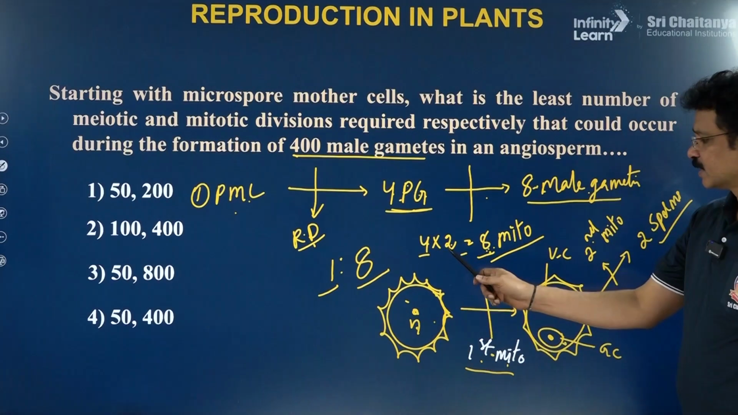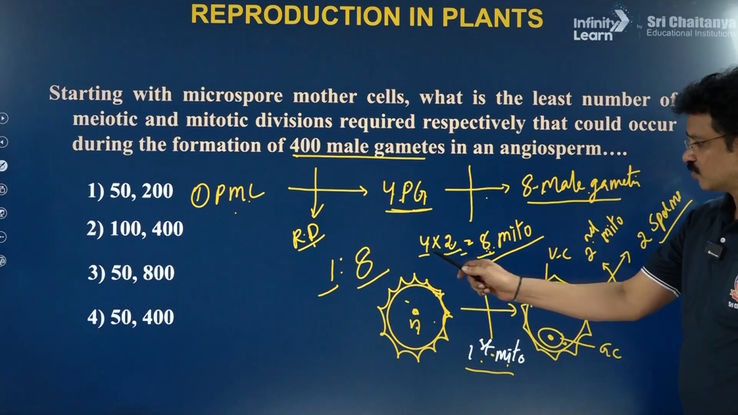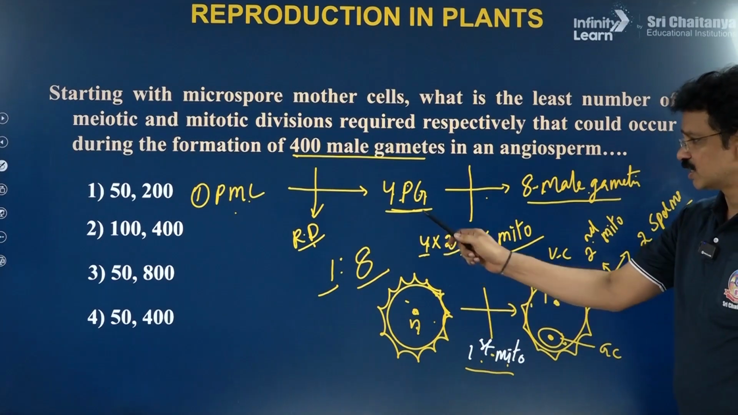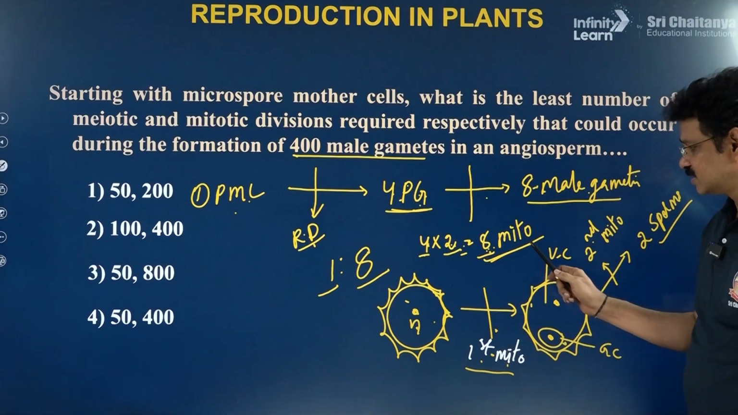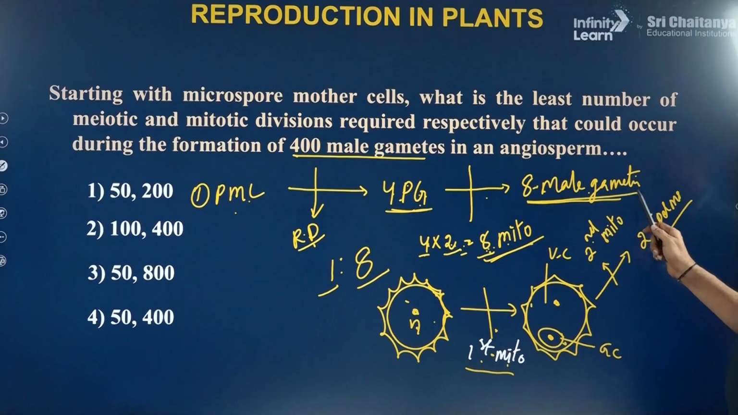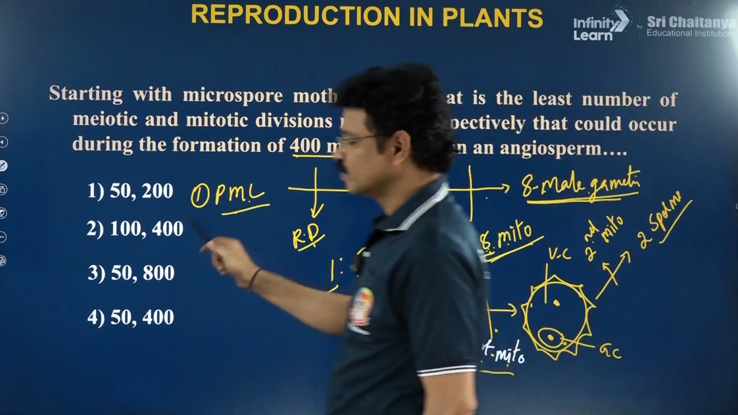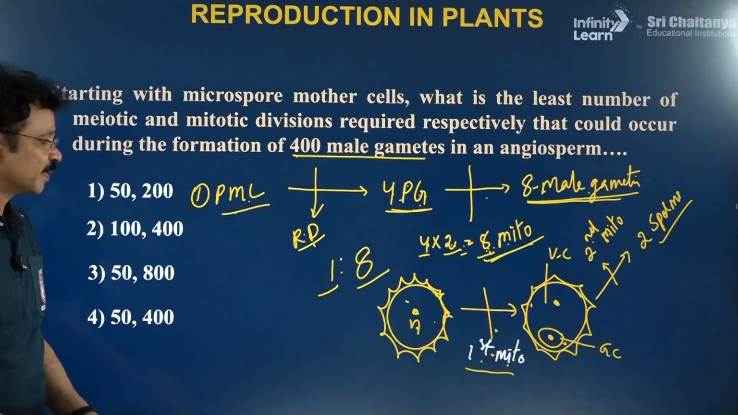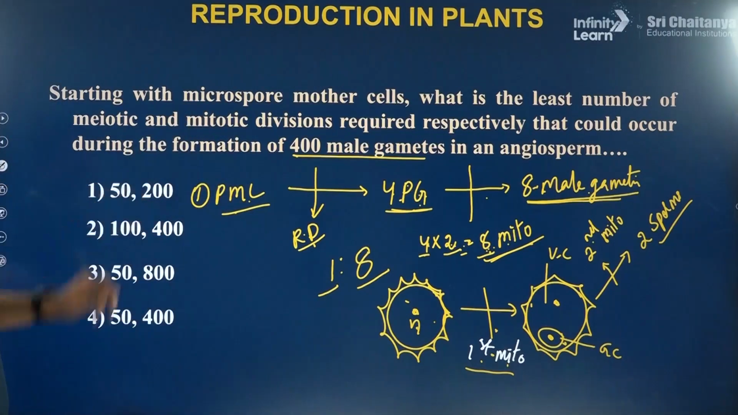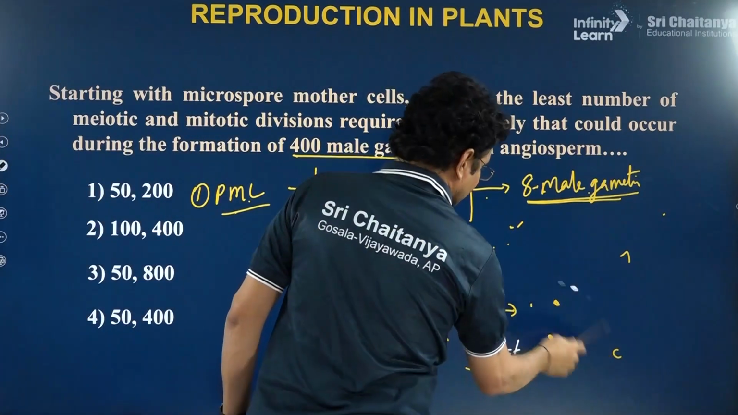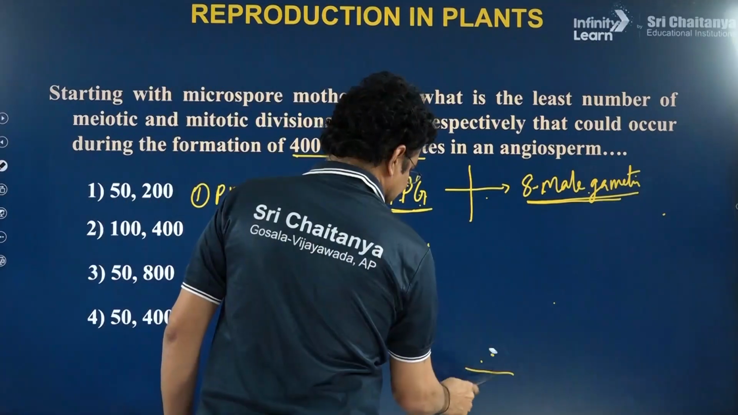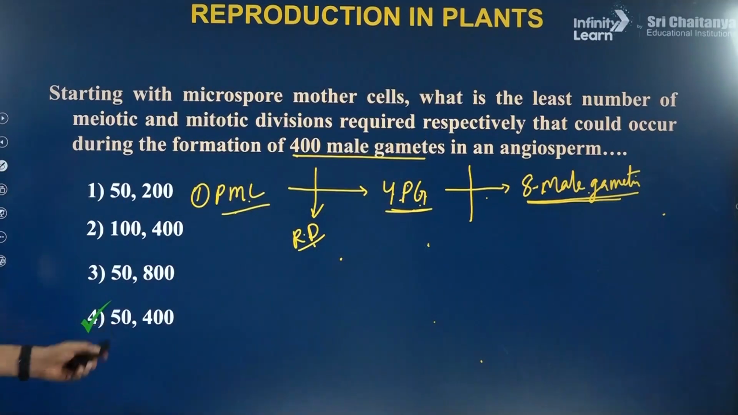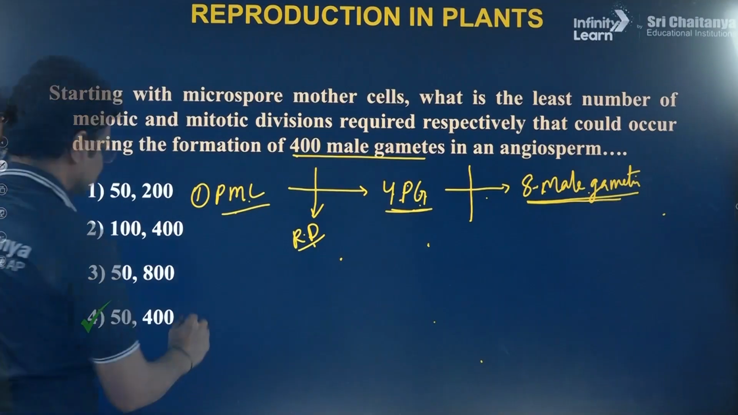That's why here it is clearly mentioned 4 into 2. 4 is the number of pollen grains, 2 is the number of mitotic divisions. Total number of mitosis is 8 during the development of 8 male gametes from one pollen mother cell. Apply these concepts to solve this question here. To yield 400 male gametes, how many mitosis and meiosis are required? 50 meiotic cell divisions, 400 mitotic cell divisions.